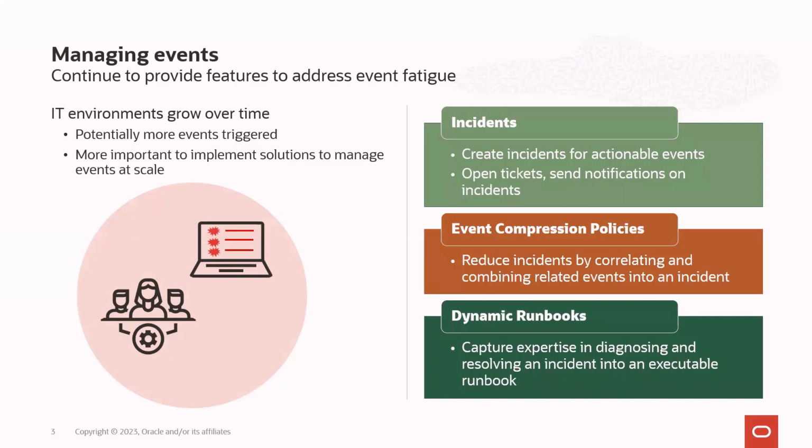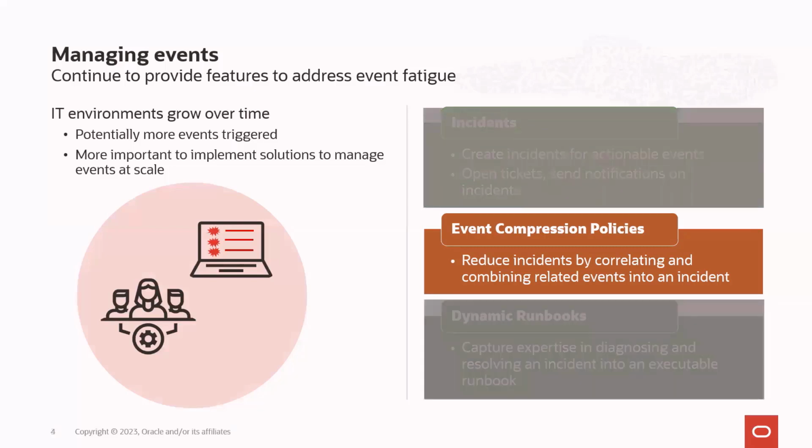When creating incidents, you should enable the option to use event compression policies. These policies correlate related events and compress them into a single incident, so you have a reduced set of incidents to work on. Finally, you should create dynamic runbooks to capture your team's best practice procedures for triaging and resolving incidents. These runbooks are immediately accessible to your IT ops teams in context of incidents. These features have been made available in prior Enterprise Manager releases. In this session, we'll go over enhancements we've made in these areas.